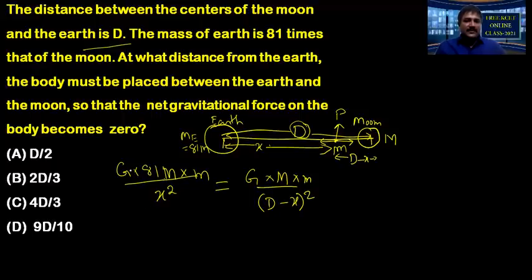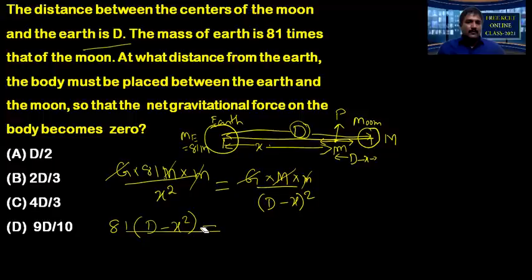Now we have to simplify this. Some terms can be cancelled: G and G cancel, the mass of the body cancels, and the capital M cancels on both sides. So what is left here? 81 into (d minus x) squared equals x squared. This is what we get. Now we have to solve this to get the value of x.